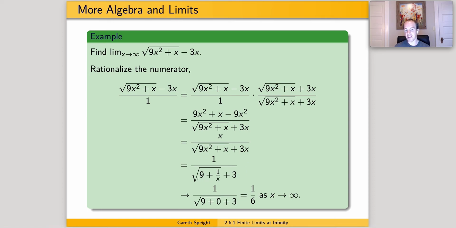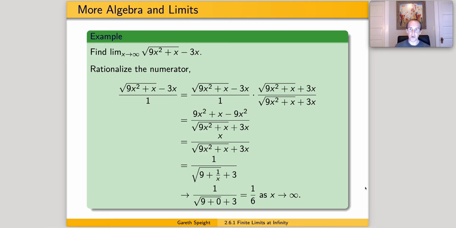And the denominator, if we start with the inside of the square root, as always, start inside and work your way outside if you can. 9 plus 1 over x is going to go to 9, because we know 1 over x goes to 0. The square root of that goes to the square root of 9, so it goes to 3. And then we had the 3 from before, so we're just going to get 1 over 6.